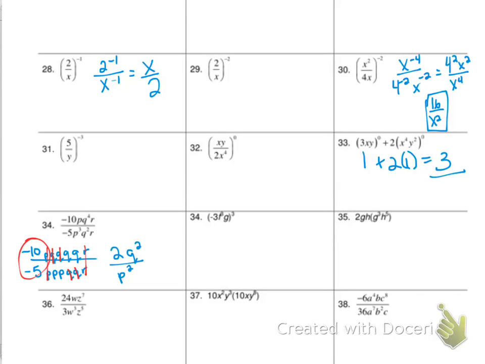And then remember this, the negative 10 divided by negative 5 is just the way you've always done it. So negative 10 divided by negative 5 has always been 2. Okay? So those are just a few problems.